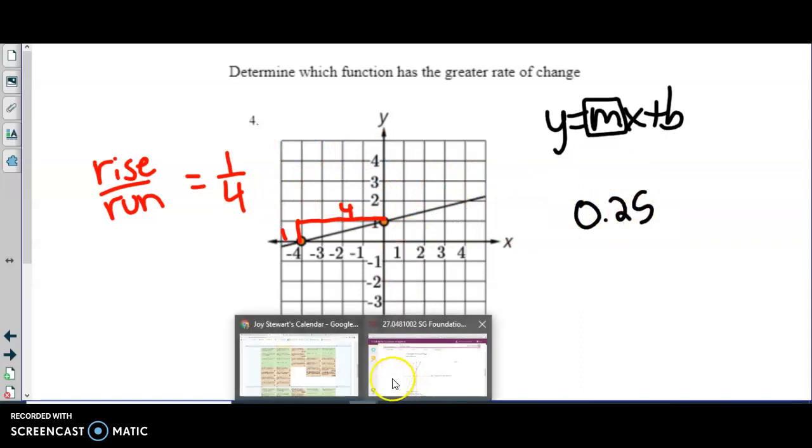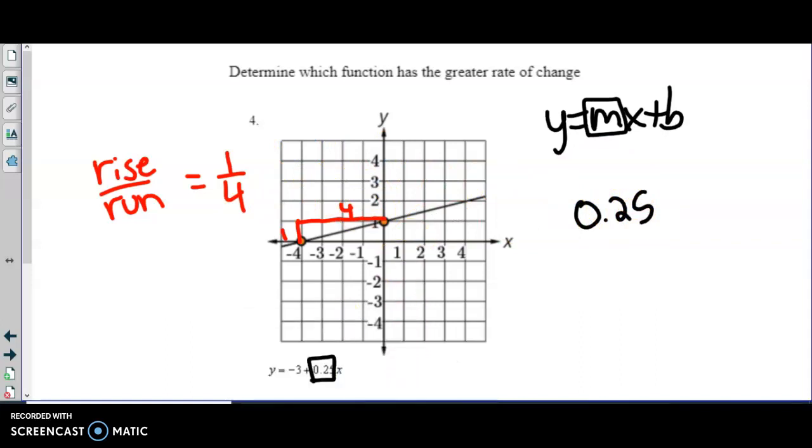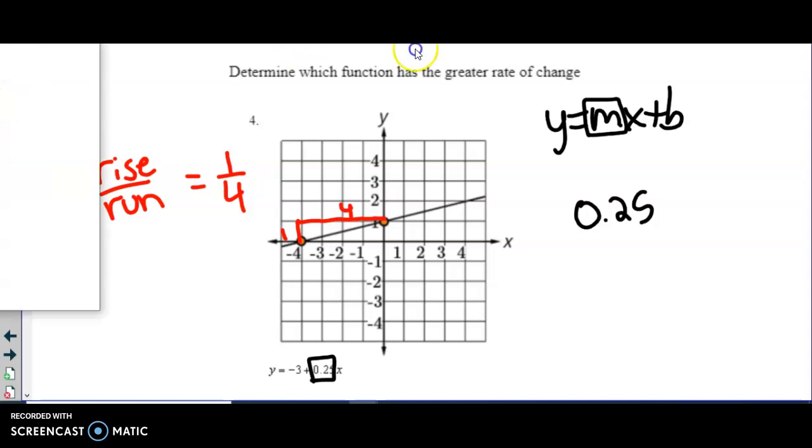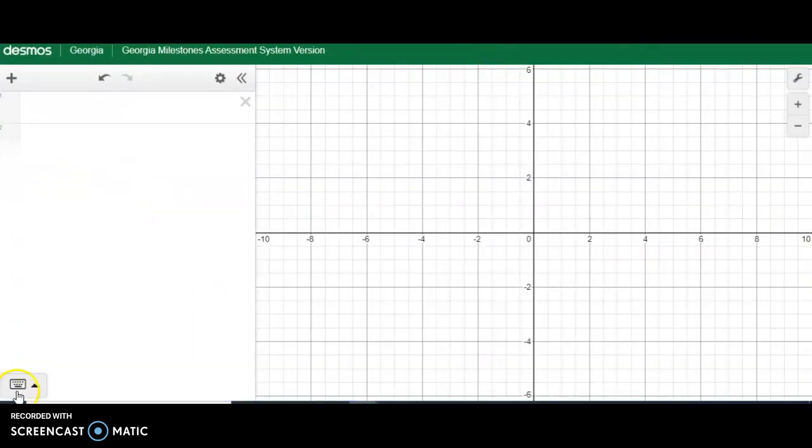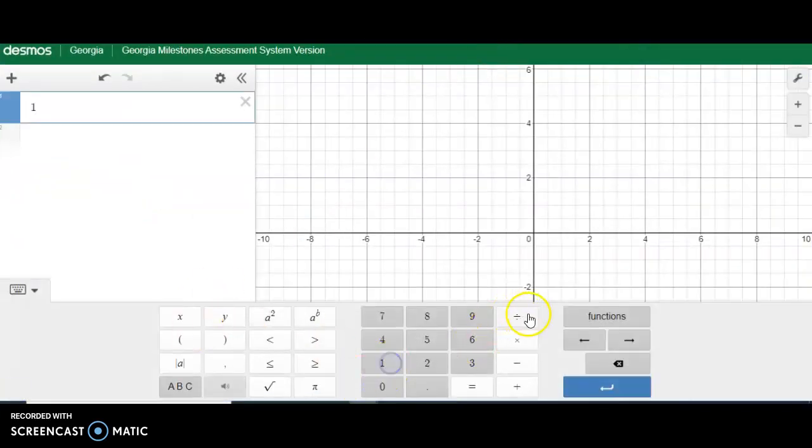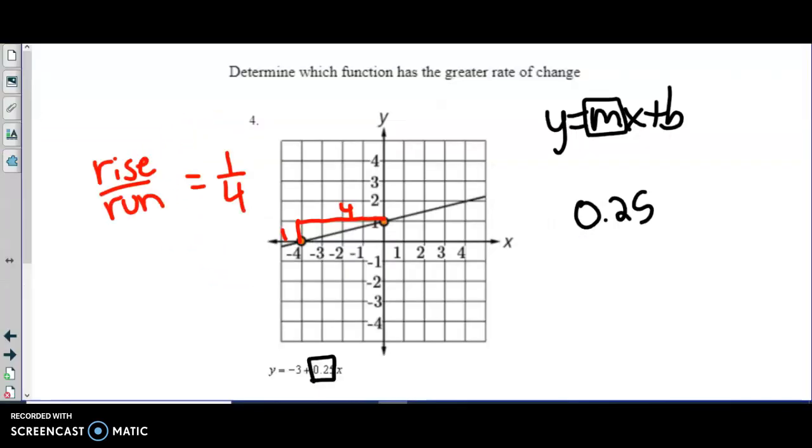And we're trying to see which of these rates of change is greater. Well, I don't know if you noticed, but 1 divided by 4, or 1/4, is 0.25. And if you didn't know that, you could come over here and just do it in your calculator. 1 divided by 4 equals 0.25. So both of these have a slope that's 0.25, so they are the same.